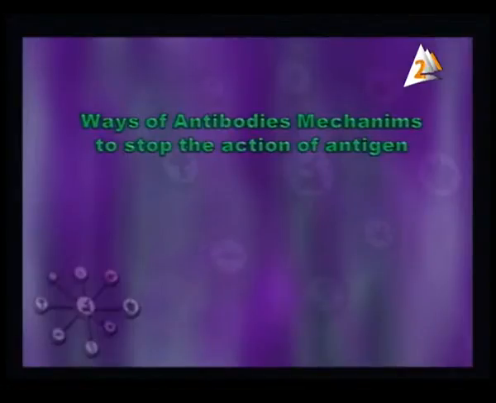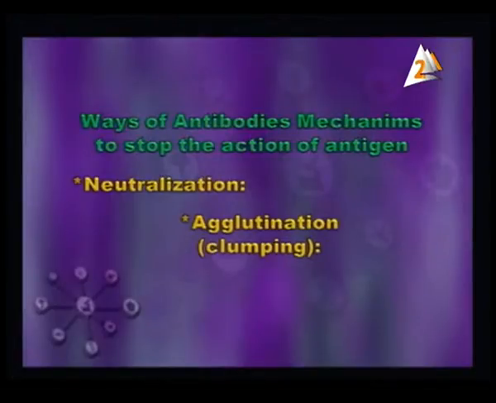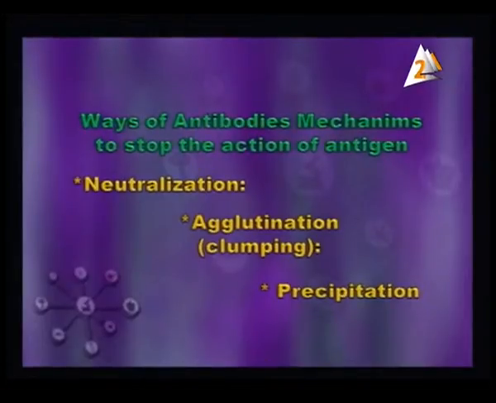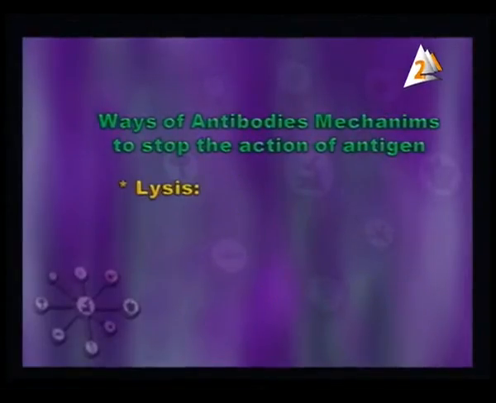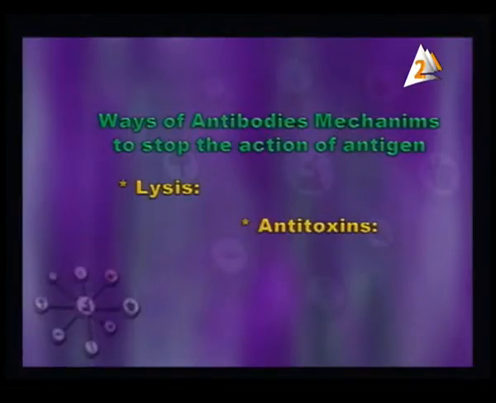How do these antibodies work, or what are the mechanisms of antibodies? These are the ways antibodies stop the action of an antigen. As in the figure, we found that there are 5 types: neutralization, agglutination or clumping, precipitation, lysis, and antitoxins. We are going to study each one by one.